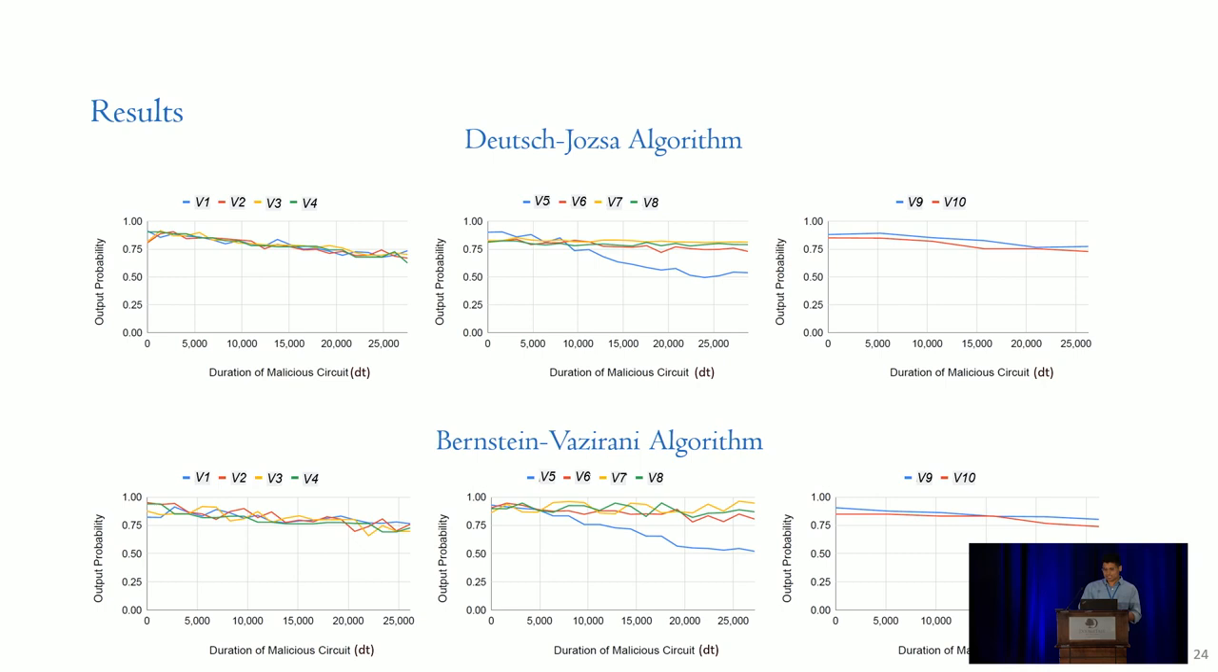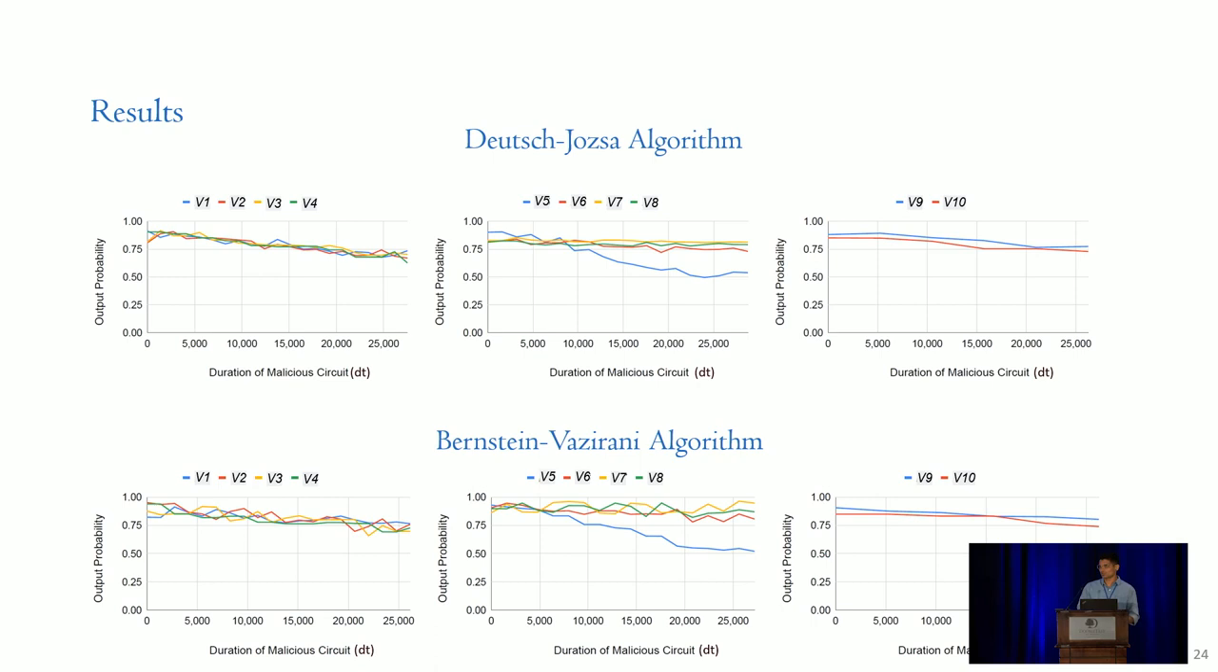We see similar kinds of results for the Deutsch-Jozsa as well as the Bernstein-Vazirani algorithms. In addition to this, we also tried additional algorithms, which we specify in detail in our paper. In the interest of time, I chose to use just the results from these three.